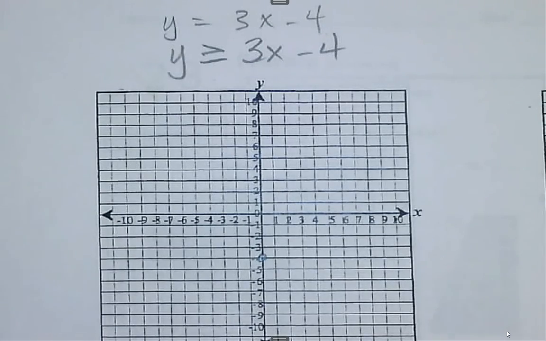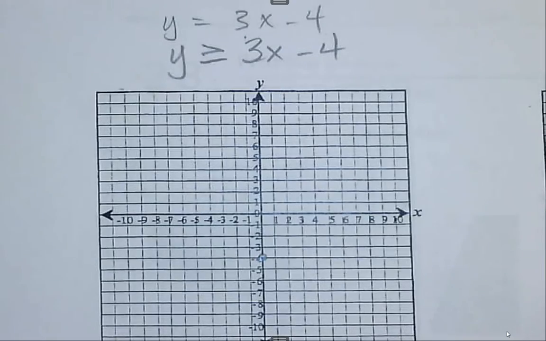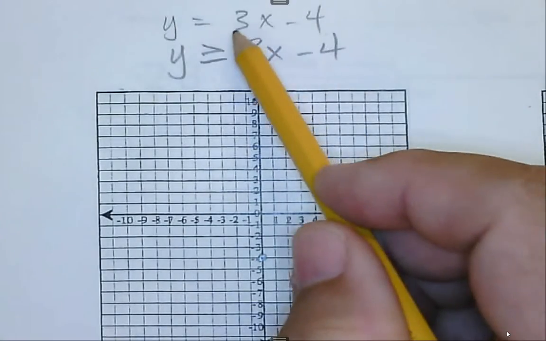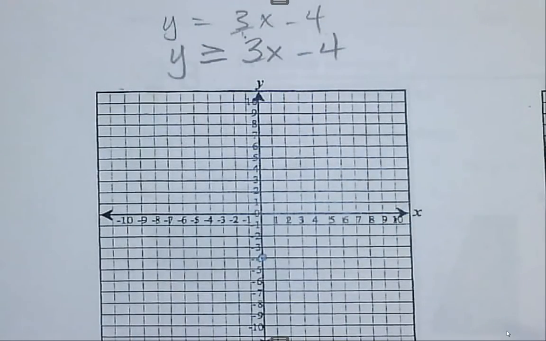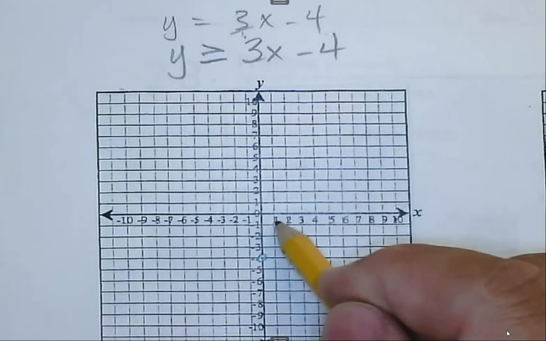And then I notice right here that my slope is a positive 3. And so I know that I need to go up 3 and over 1. Again, we can think about that as a fraction. So up 3 over 1, rise over run. I want to go up 1, 2, 3 over 1. And here's my other point.